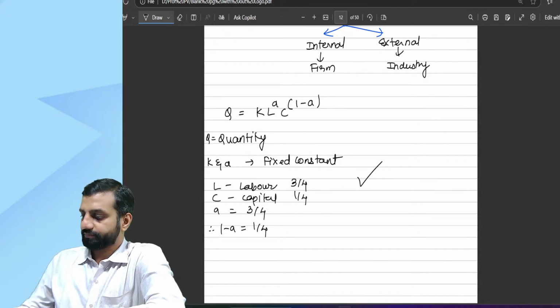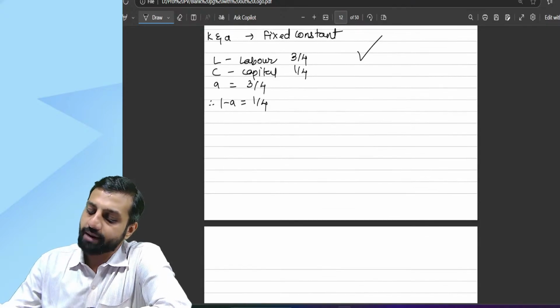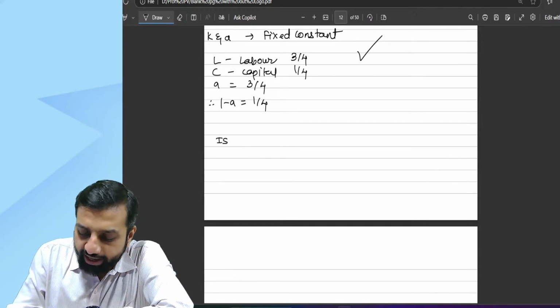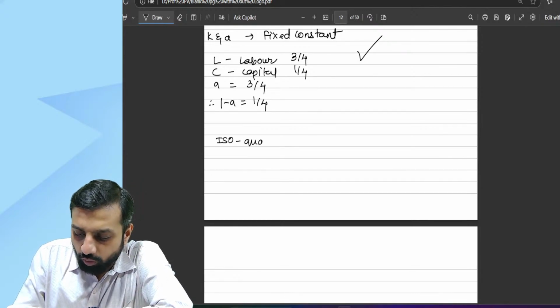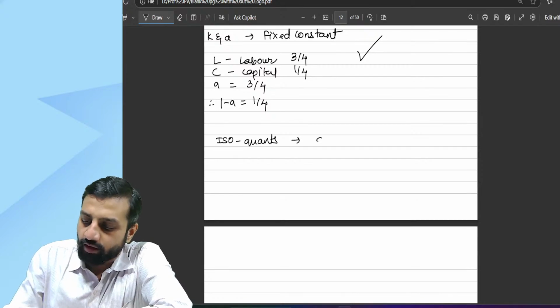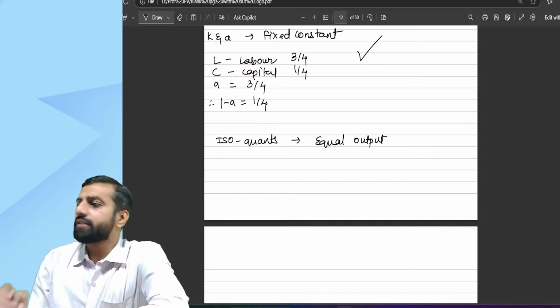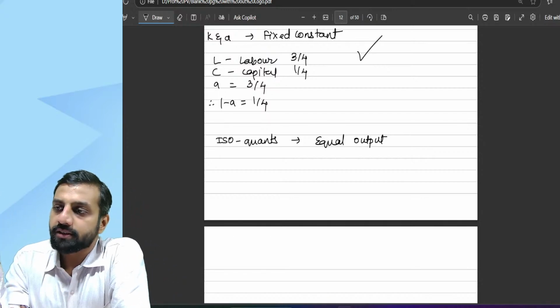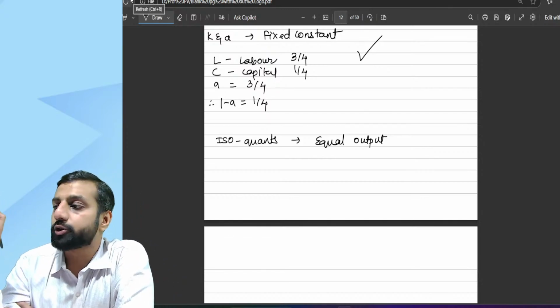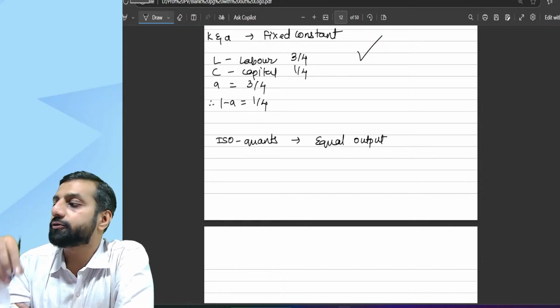Okay. Then in the same chapter, there is a concept called isoquants, which means equal output. The way we studied the indifference curve from the consumer's point of view, isoquants is from the point of view of the producer.